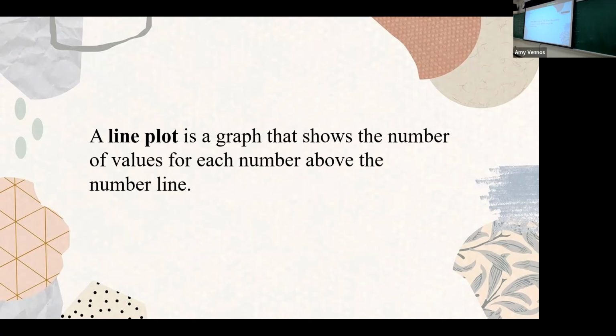First type of graph, line plot. A line plot is a graph that just shows the number of values for each number above the number. Now, I feel like a lot of people get this mixed up between frequency charts and bar graphs. We can't use frequency charts and bar graphs if we have numerical data, okay? So that's kind of the difference between the graphs we did earlier this class and on Friday. Those were all categorical data where they could be described in words. These are all used for numbers, okay?